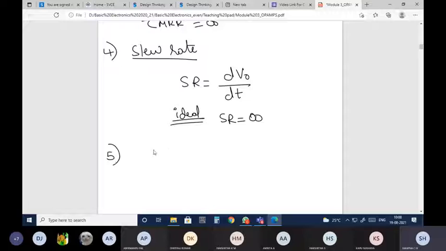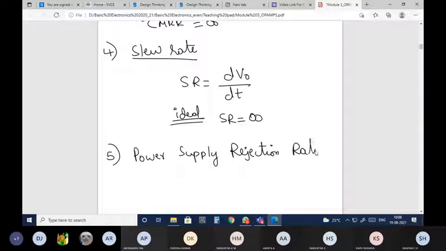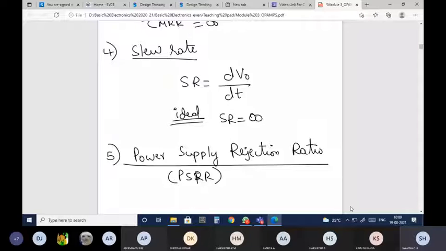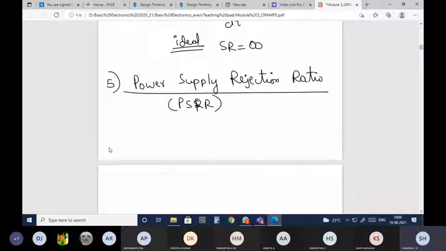Coming to the fifth parameter, all these we use to define the performance of the op-amp. Next one is power supply rejection ratio, in short we'll write as PSRR. It is defined as the ratio of change in input offset voltage due to change in supply voltage.